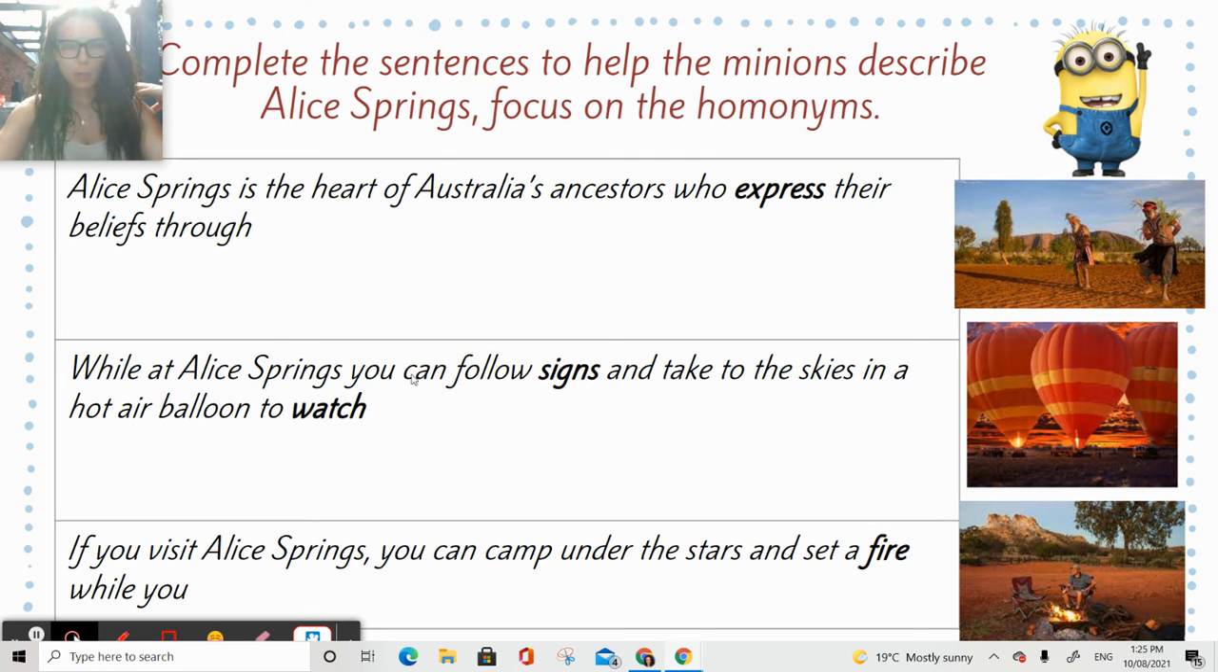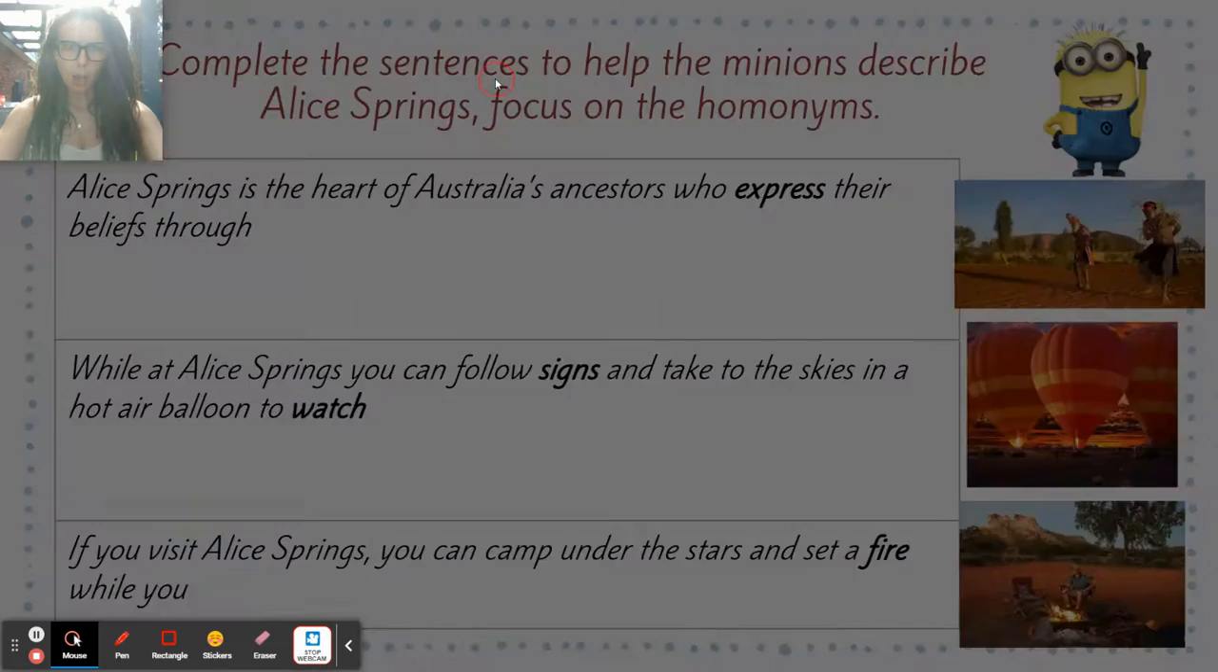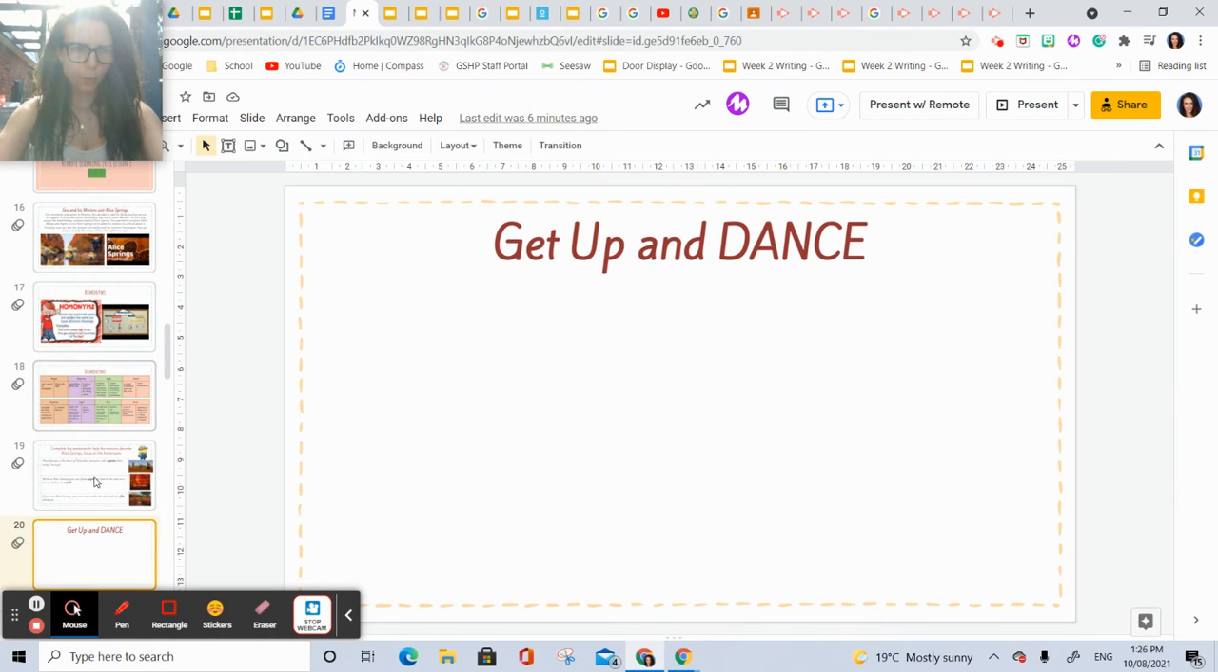While at Alice Springs, you can follow signs and take to the skies in a hot air balloon to watch. So, what could you see if you were on a hot air balloon? Just finish the sentence. If you visit Alice Springs, you can camp under the stars and set a fire while you. So, what could you do while you're setting a fire or having a campfire at Alice Springs? So you need to finish those sentences before you move on from writing.